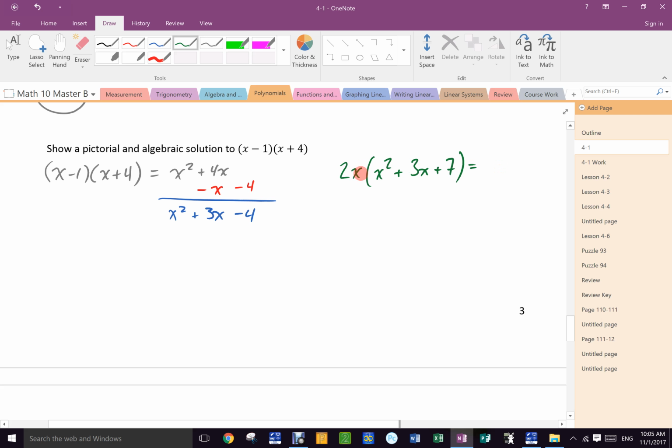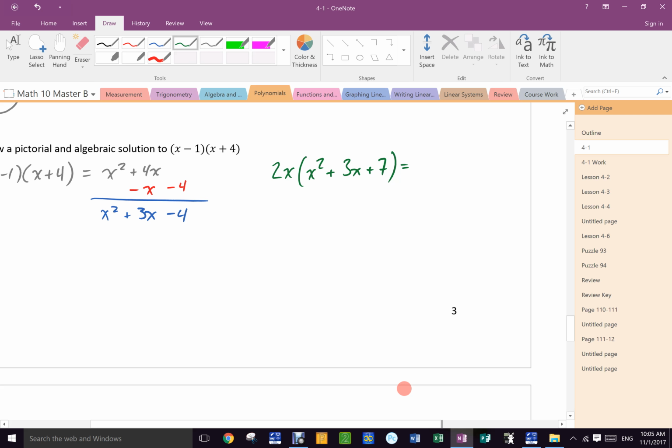What do you need to do here? Because this is a trinomial now. So what do you need to do? How many distributions must you make? 3. The 2 has to go to the first one. And what is it?